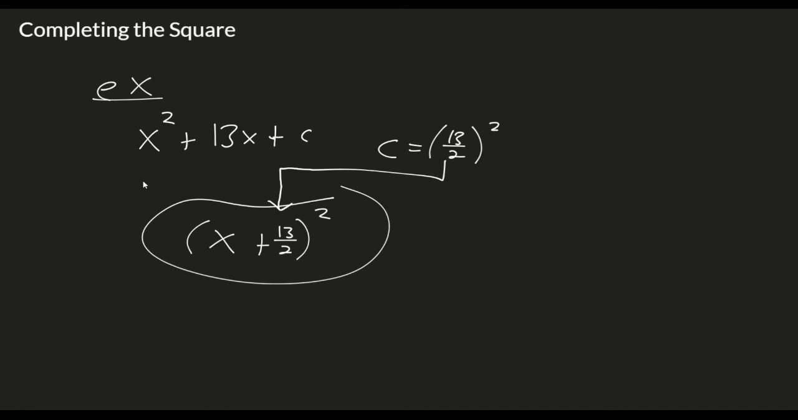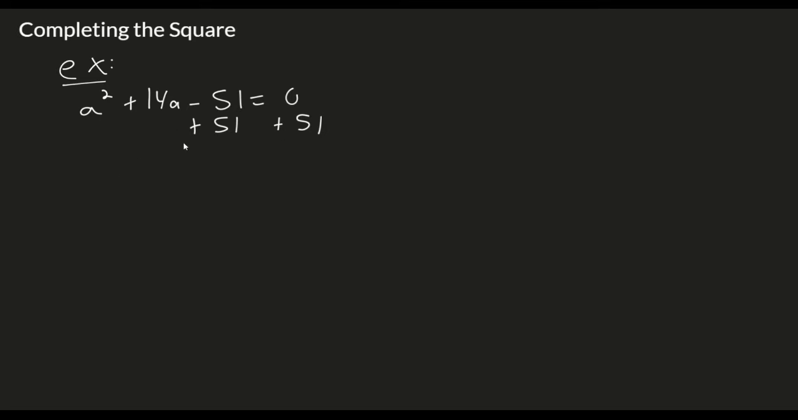Next, let's see how we can use this completing the square technique in our quadratic equations. Suppose we have the example a squared plus 14a minus 51 equals 0. The first step in this process is to move our constant to the other side. There are some techniques that involve pulling apart our constant and taking advantage of its value to complete the square, but that can get a little messy if you're not familiar with the process. So it's best just to move it to the other side for the time being.